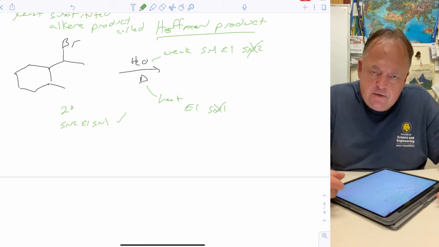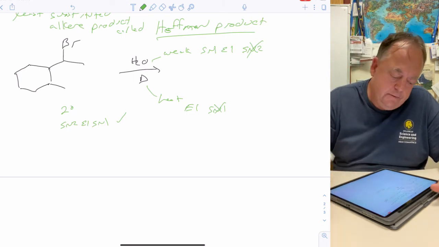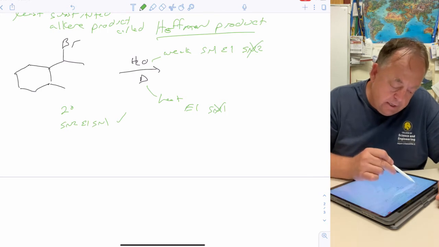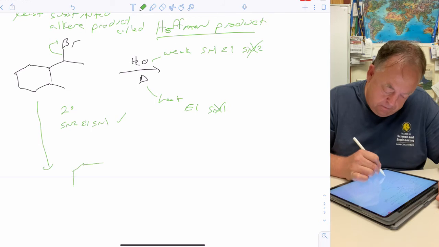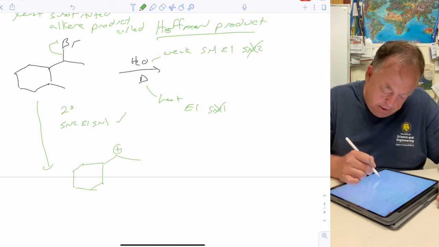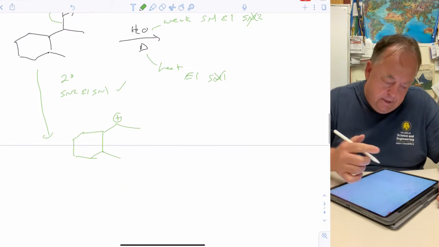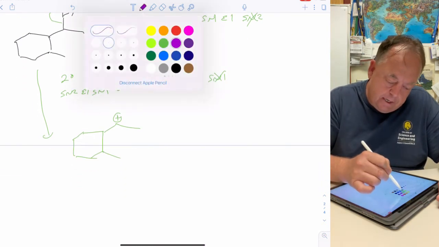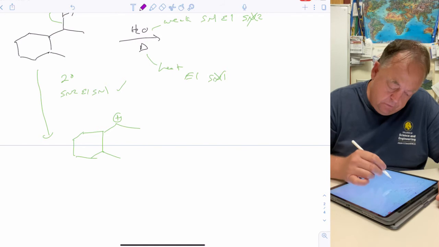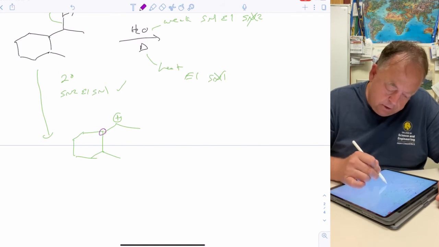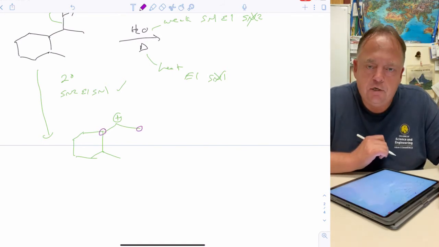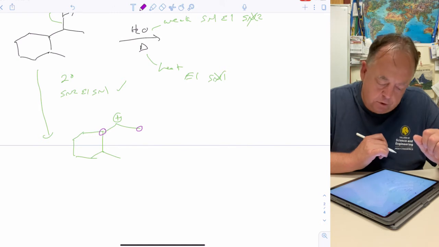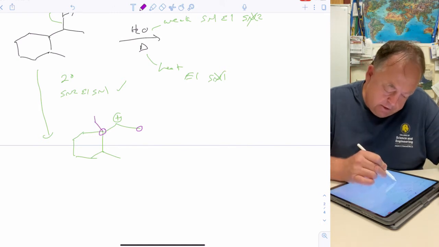So now you just have to know how to sketch what that's going to look like. If we work the mechanism again, bromine leaves, takes the 2 electrons with it. So that would be your carbocation. And then whenever you make a carbocation, look to see if it can rearrange. So look at the carbons adjacent to it. Is there a hydrogen or a methyl group that you can move to make it more stable? And there is, in this case, there's a hydrogen there.